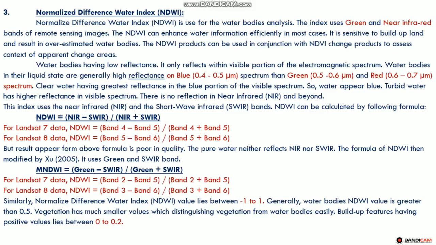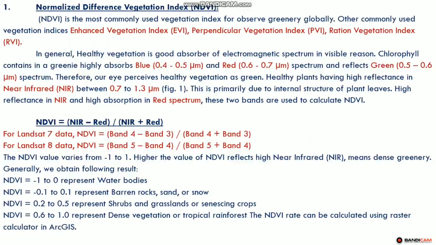Now the water body in liquid state generally has high reflectance on the blue wavelength in the spectrum from 0.4 to 0.5 micrometer, and then green, which is 0.5 to 0.6, and red as well. Now clear water has the greatest reflectance among the waters in the blue portion of the visible spectrum, so water appears blue. Turbid water has higher reflectance in the visible spectrum. Now there is no reflection in near infrared and beyond. That's what we explained here.